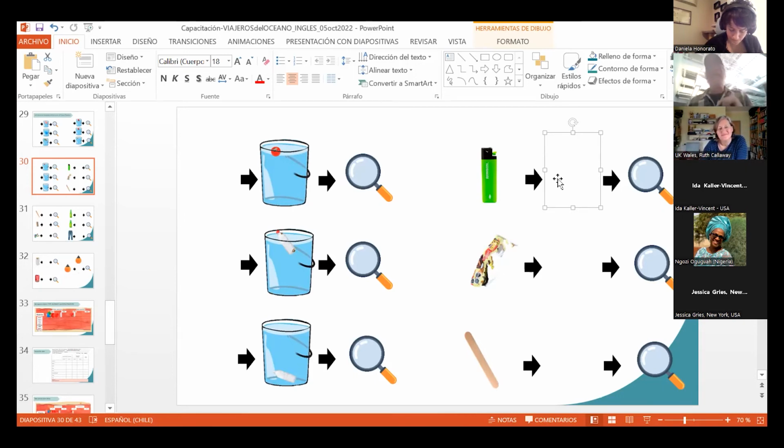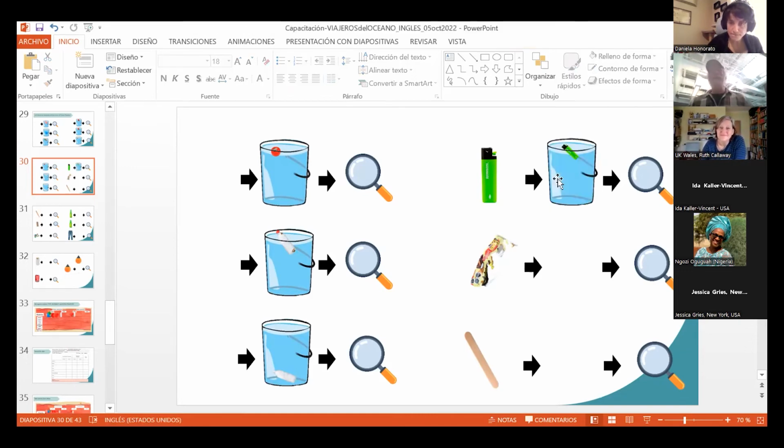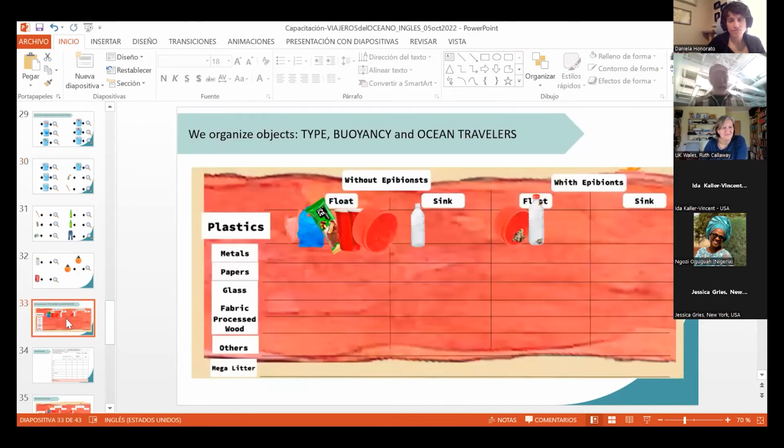And then actually, I don't know, but I think even the broken lighters still float. Of course, the lighter does have some metal, but most of the lighter is actually plastic, more than 50%. So this lighter goes onto our sheet here. We said it has no epibionts and it floated, so it goes here.